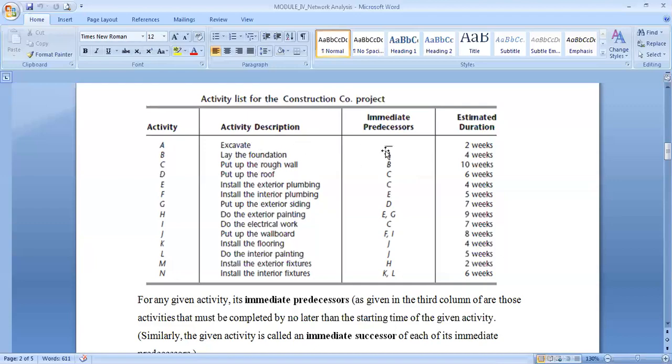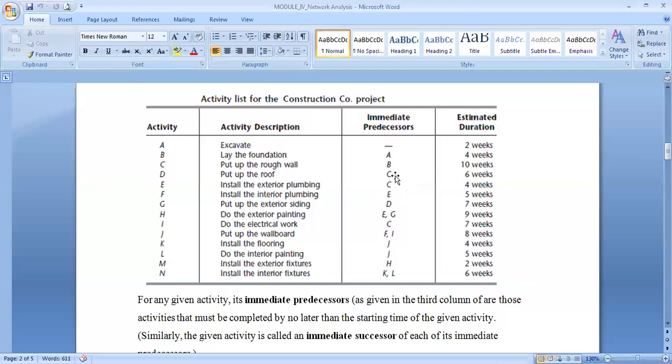The excavation work starts at time 0, takes 2 weeks for completion, and on the second week the laying of the foundation starts. This will last for 4 weeks and completes on the 6th week. Next, put up the rough wall. In the immediate predecessor, B is written. So this B indicates that putting up the rough wall will start when B is completed. This B is the immediate predecessor.